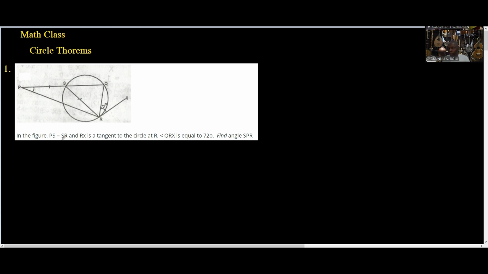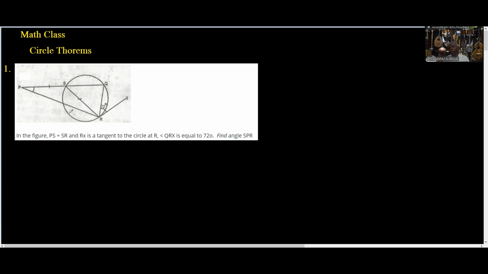In the figure, PS equal to SR and RX is a tangent to the circle at R. Angle QRX is equal to 72 degrees. Find angle SPR.